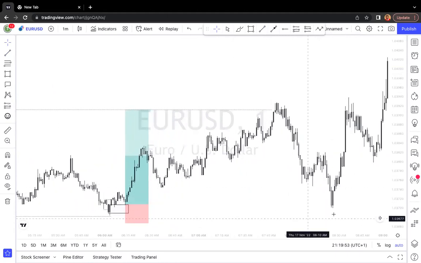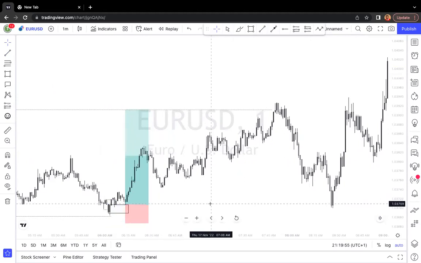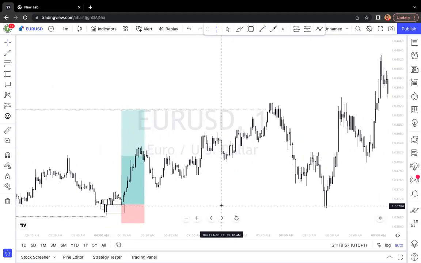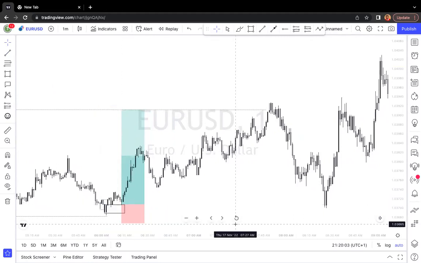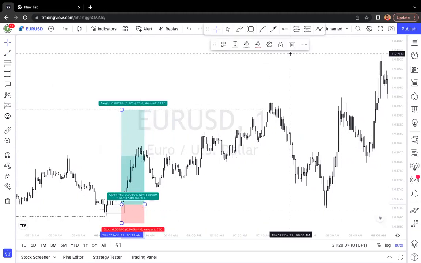Internal liquidity. Now, why did we have to go below this? Somebody give me an answer. Fast. Why did we have to go below this? If this is supposed to be protected, why did we have to go below this? Let me delete this.